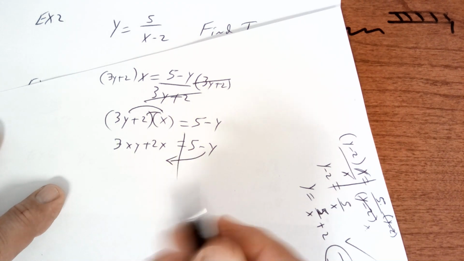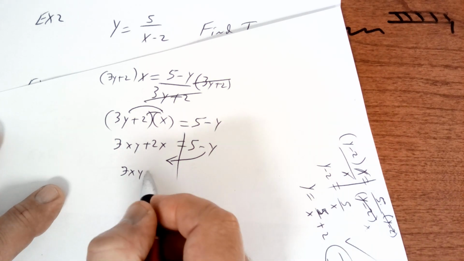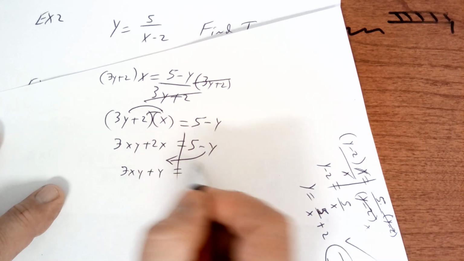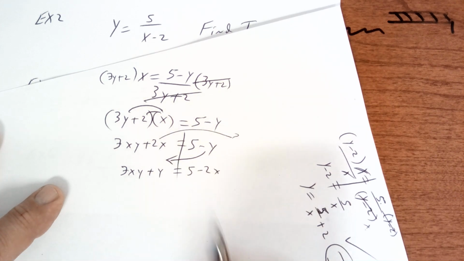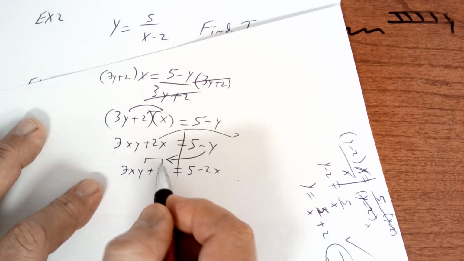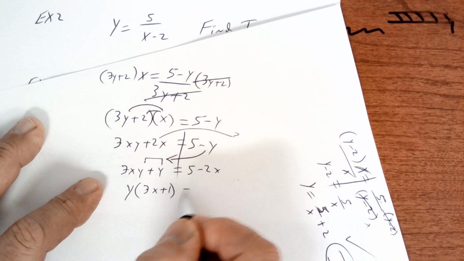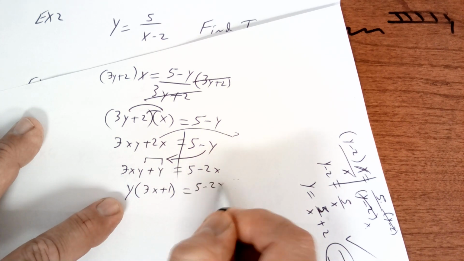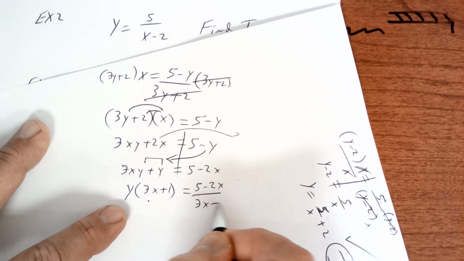Then let's move the y over here. So we're going to have 3xy plus y, and then I'm going to move the 2x over here. So I'm going to get 5 minus 2x. So what I'm doing is separating the x's and y's. I'm going to factor out a y. So I get y times 3x plus 1 is equal to this. And then I'm going to divide by 3x plus 1, and I'm done.